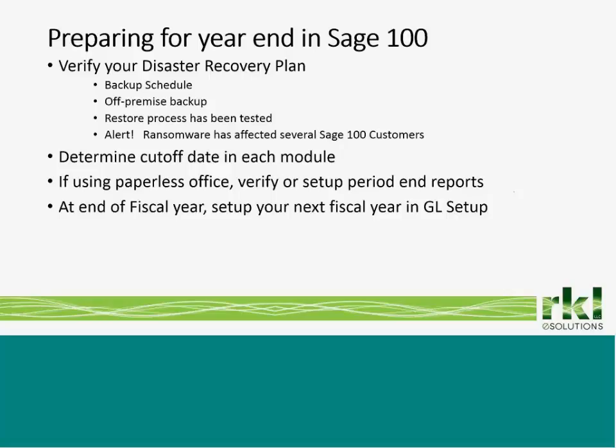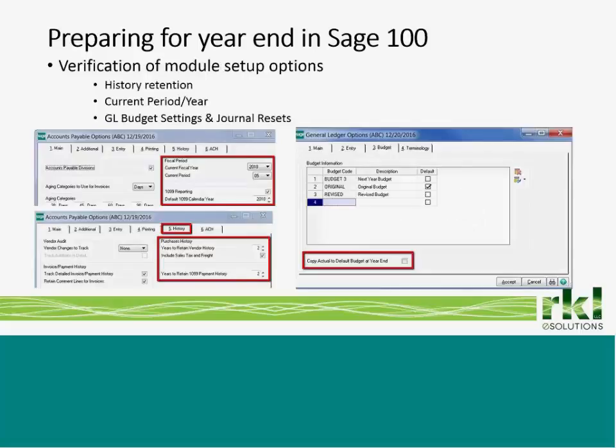The other thing at the end of your fiscal year, so if your fiscal year happens to be your calendar year, you would want to go ahead and set up your next fiscal year. So if you're going to be starting to post into 2017, you'd want to make sure that 2017 has been created, and that gets created in the general ledger in the setup folder. If this is not the end of your fiscal year, then obviously you would do that later on whenever your fiscal year end is.